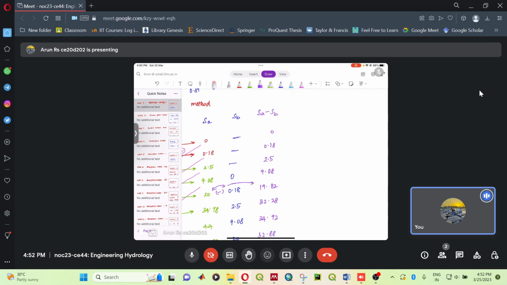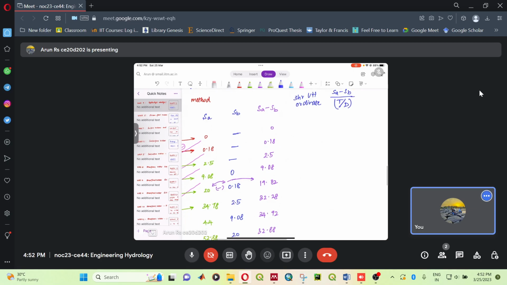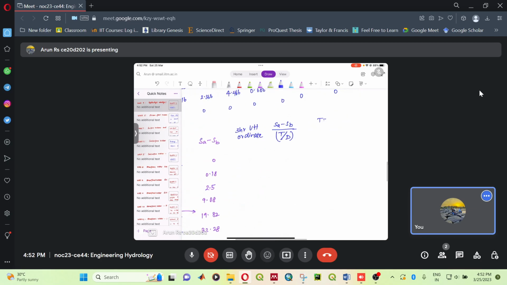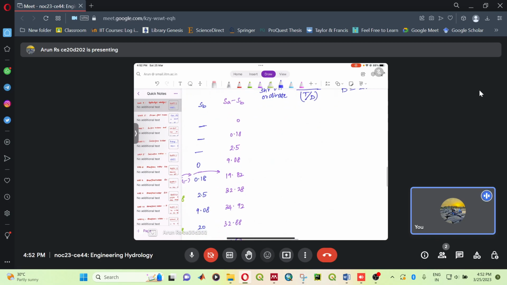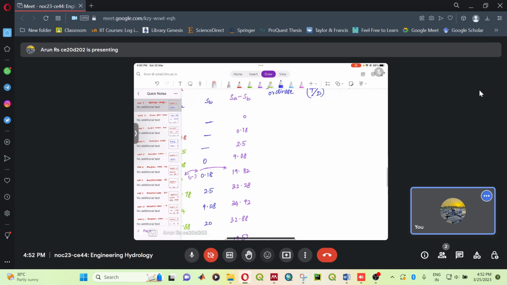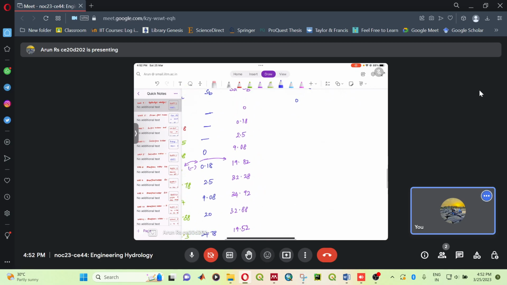Now we have found the offset, but we need to determine the 3-hour unit hydrograph ordinate. So the 3-hour unit hydrograph ordinate is given by SA minus SB divided by T by D. That is the excess rainfall. So here T corresponds to 3 hours, which is the unit hydrograph that is required, and D corresponds to the given unit hydrograph, 3 by 2. So we'll divide each of the ordinates by this 3 by 2.